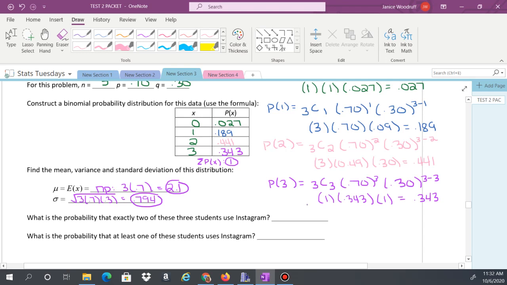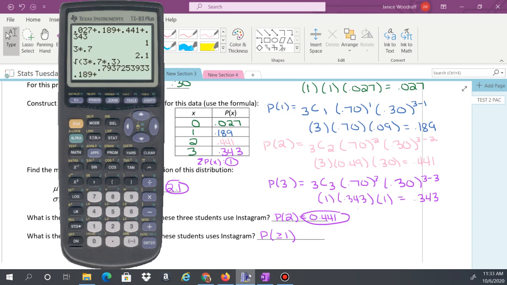Questions based on the distribution. What is the probability that exactly 2 of these 3 students use Instagram? Okay, that's right here. P of 2, 0.441. What is the probability that at least 1 of these students use Instagram? So the probability that x is greater than or equal to 1. So that would be just these 3 here. So 0.189 plus 0.441 plus 0.343. So 0.973.